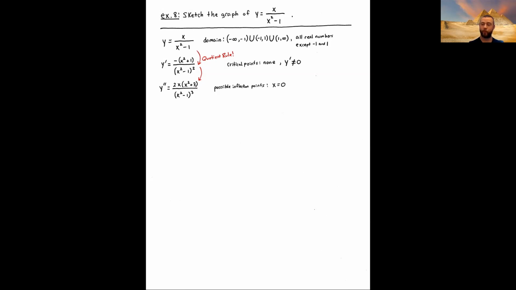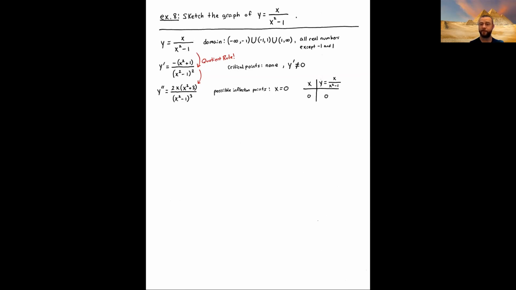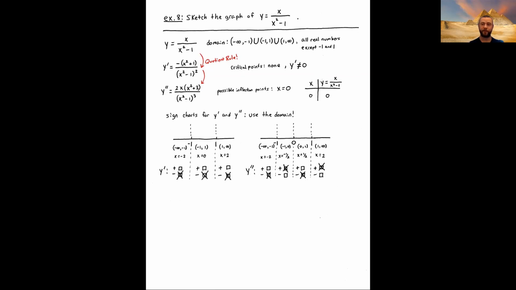All right, since we only have one possible inflection point, x equals 0, we just want to figure out the y value, plug that into your original function, and you'll get y equals 0. Now, when we move on to our sine charts, we have to keep our domain for our function in mind, which is all real numbers except -1 and 1. So our sine charts here have to reflect that. Even though -1 and +1 aren't critical points, the domain still splits the x-axis at -1 and +1.